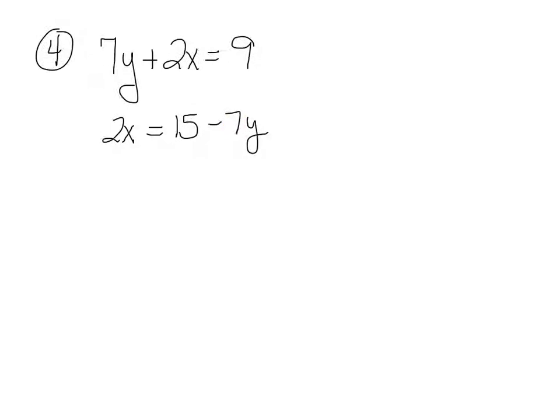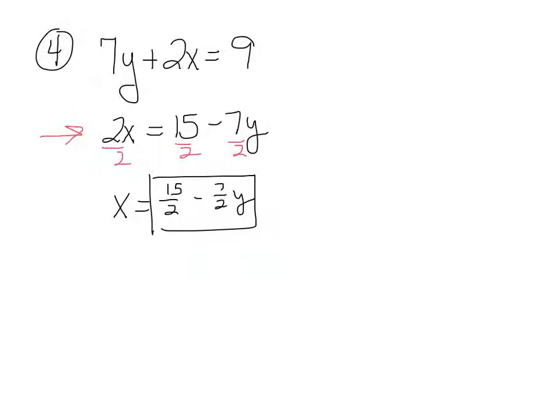So what I'm going to do is just pick one. I would much rather divide by 2 than 7. So I'm going to solve the bottom equation for x, since it's almost already done. I'm going to divide everything by 2, and that's going to give me x equals 15 halves minus 7 halves y. So I'm going to take this and plug it in right here.